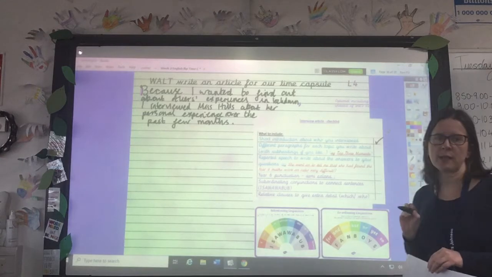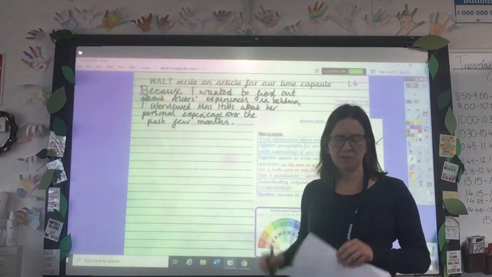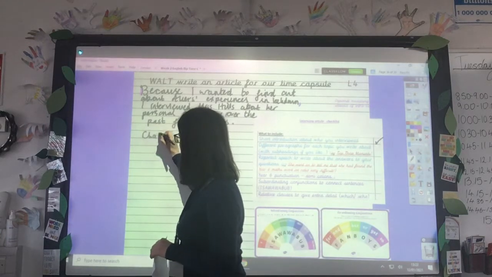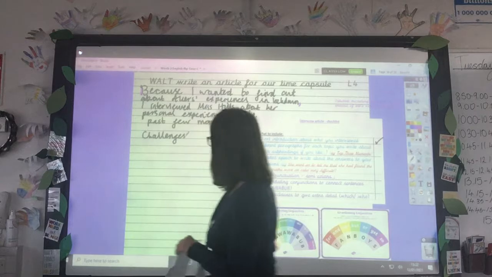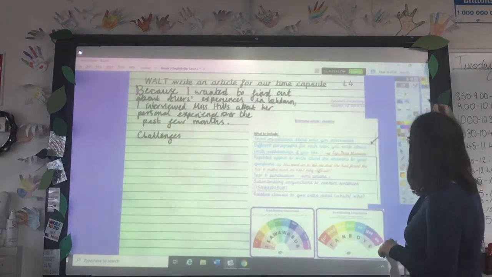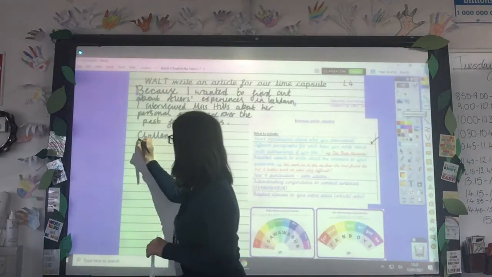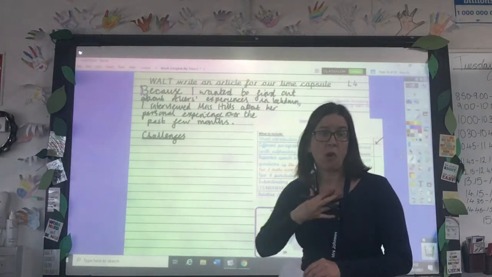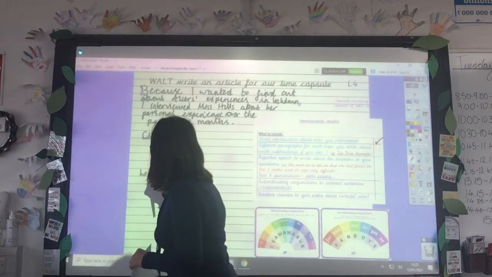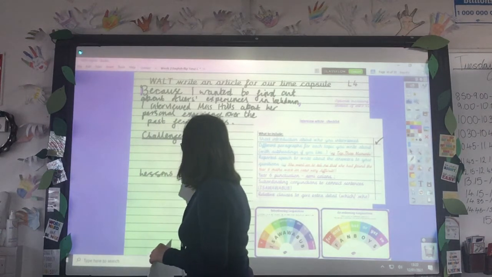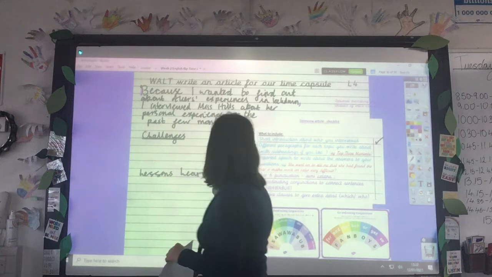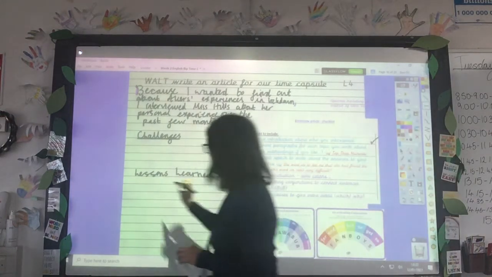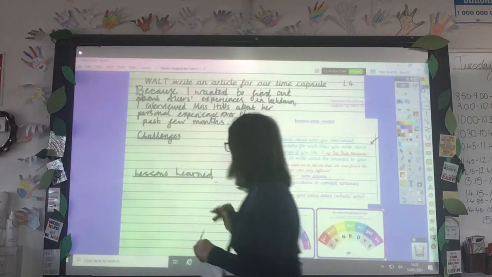And now I'm going to think about some subheadings for my different paragraphs. So one idea I had, remember to leave a space, was challenges, because I'm sure lots of people will have found aspects of lockdown life challenging. Another subheading I thought I might include is a bit more alliteration here. Lessons learned. So anything people have learned about themselves or about other people or about life in general during lockdown.